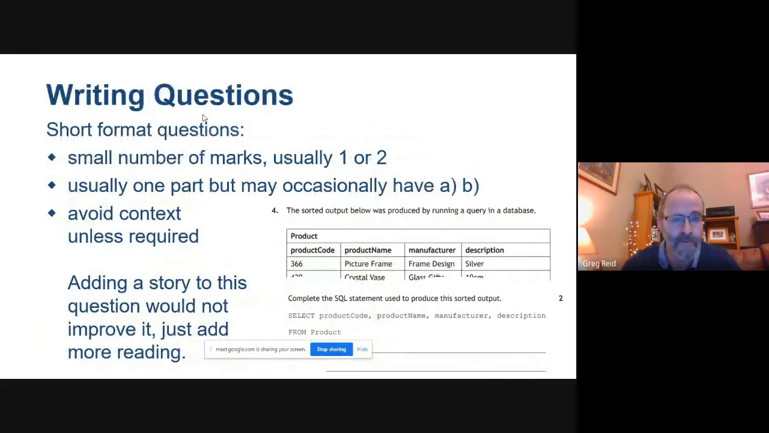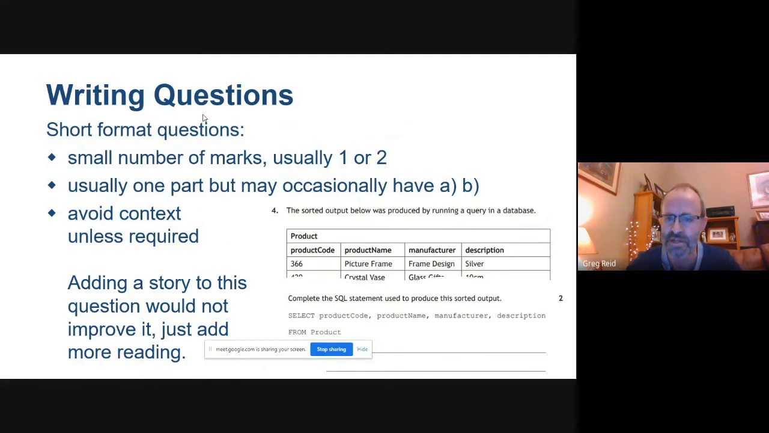So what are short format questions? Well, they're usually a mark or two. They tend to be one question, but they might have an A or B in it. It's very, very rare for it to go up to C, and we would try and avoid that. And also, they don't tend to have a context. So there's no story with it.